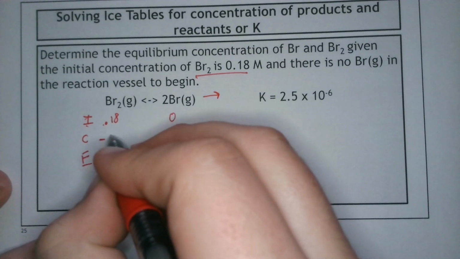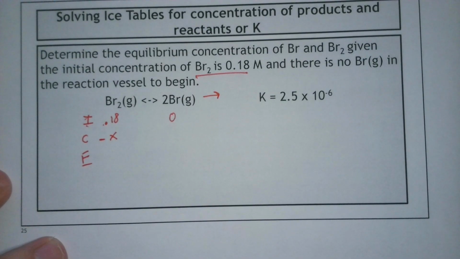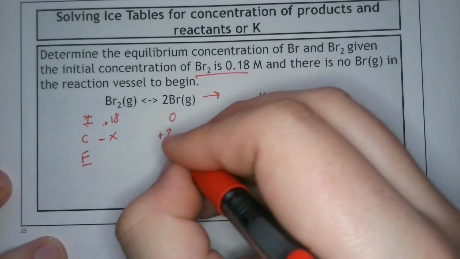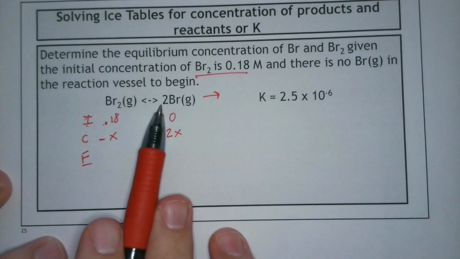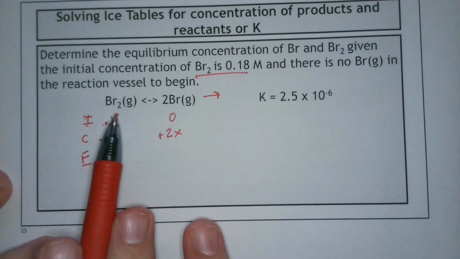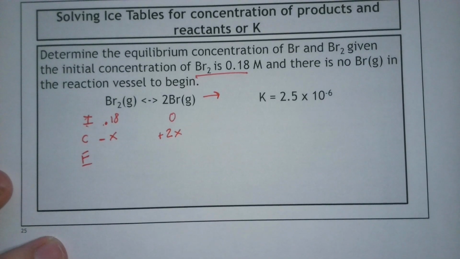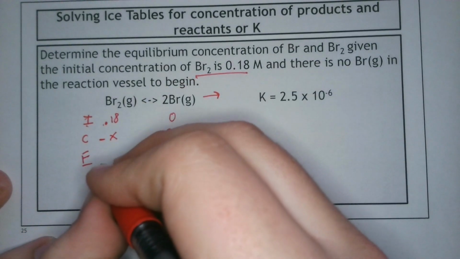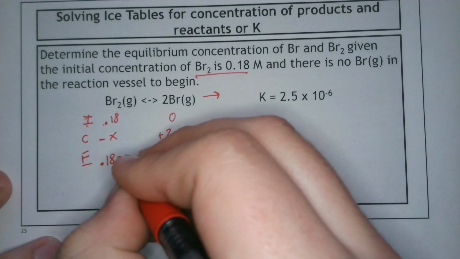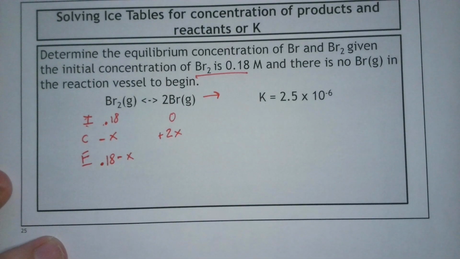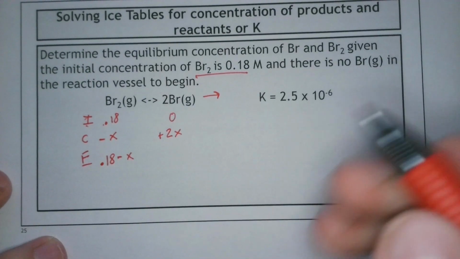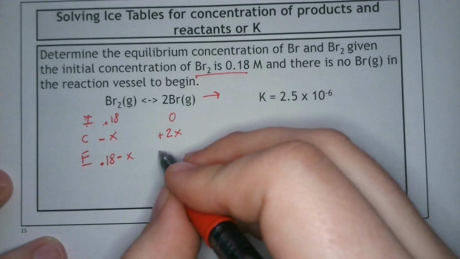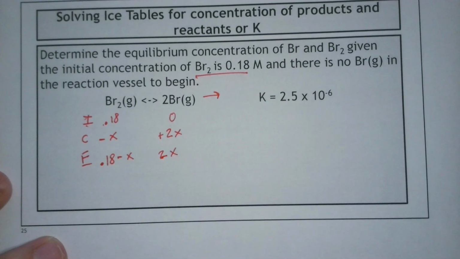Meaning I'm going to lose a little bit of my reactant and gain twice as much product because I have a 2 here. So I lose one of these and I make 2 of these. Meaning my equilibrium amount of bromine is 0.18 minus X. And my equilibrium amount of monatomic bromine, Br, is just 2 times X. Well, I just need to solve for X and I have my answers.